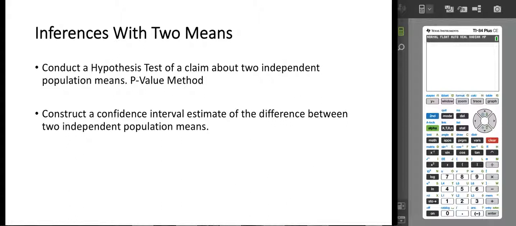So specifically, what we're going to do in this screencast is conduct a hypothesis test of a claim about two independent population means. We're going to be using the p-value method here. We're going to take that same example and solve the problem using a confidence interval estimate of the difference between the two independent population means. In both of these examples, it's the same example done two ways. We're going to be making a conclusion about the claim.